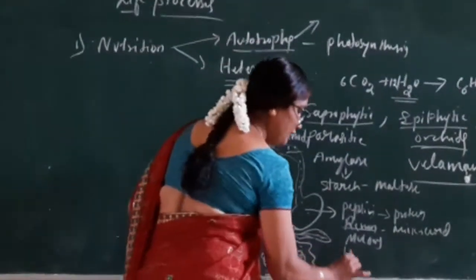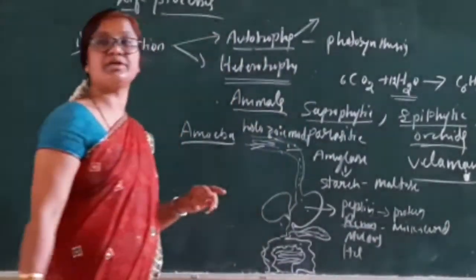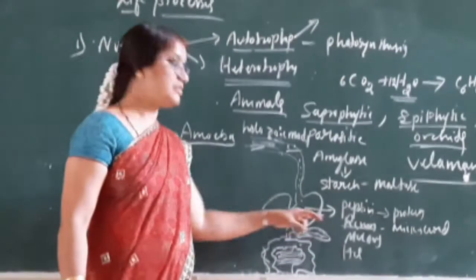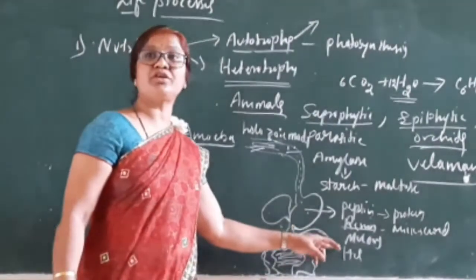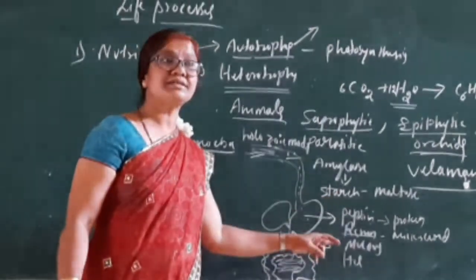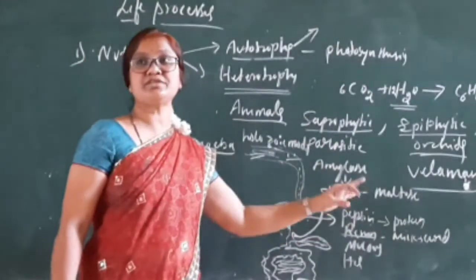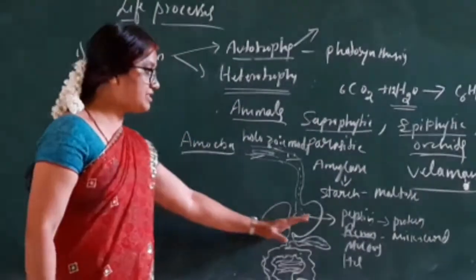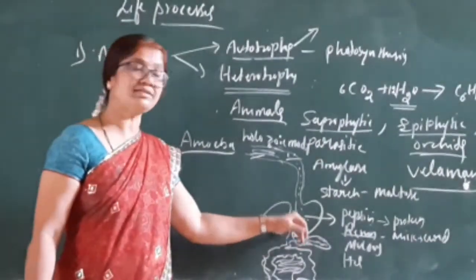And there is one more thing, that is HCl, hydrochloric acid, which is synthesized in the stomach. What is the role of HCl? It kills all pathogens which enter through the food. This is the function that happens in the stomach.